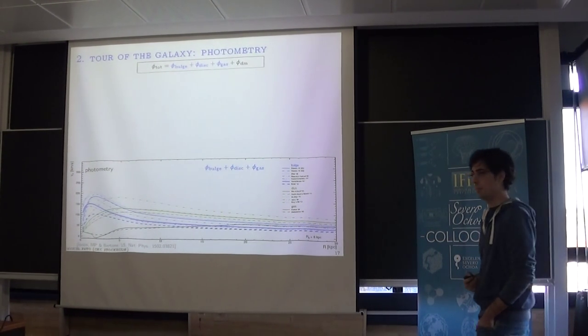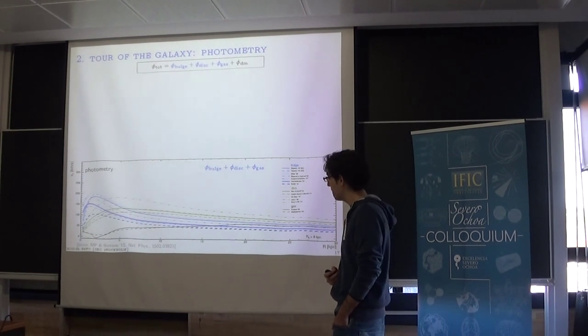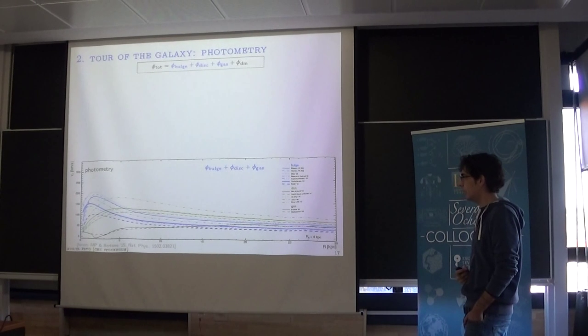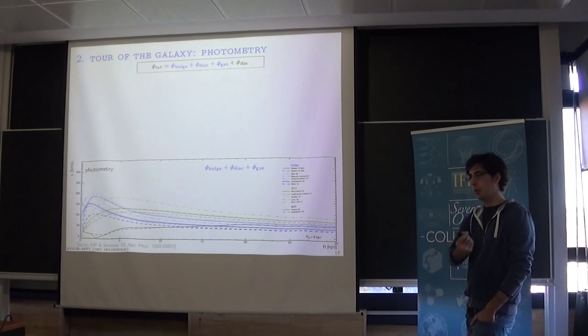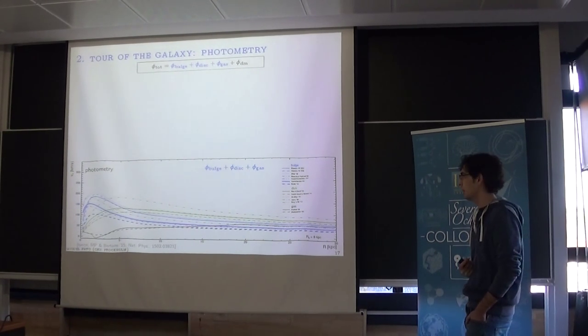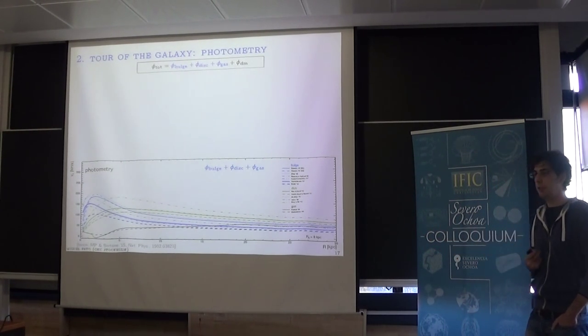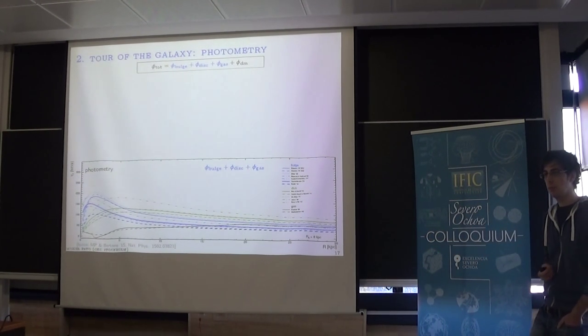Miguel? Yes? Is this the average velocity, or are you assuming a spherical potential? No, this is the velocity averaged over a circle in the galactic plane. So it's an average. Yeah, because some of these, not all, but some of these models are triaxial.